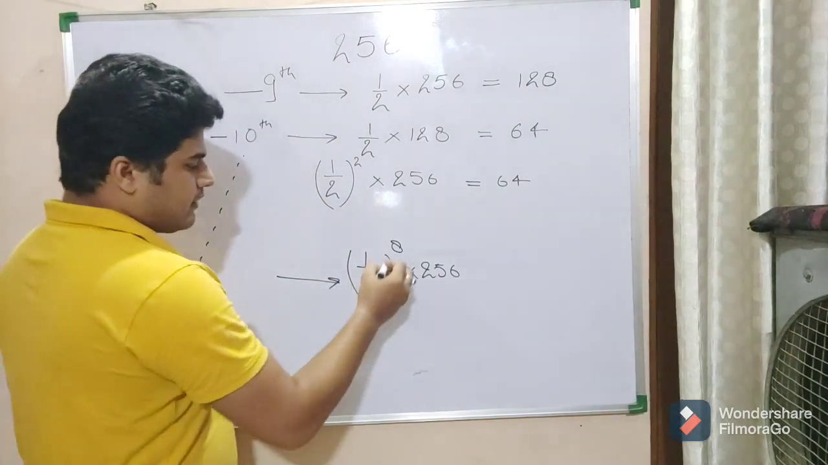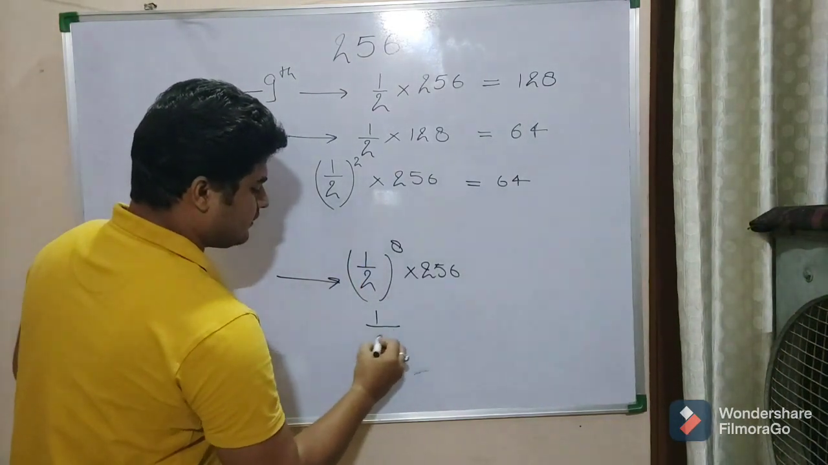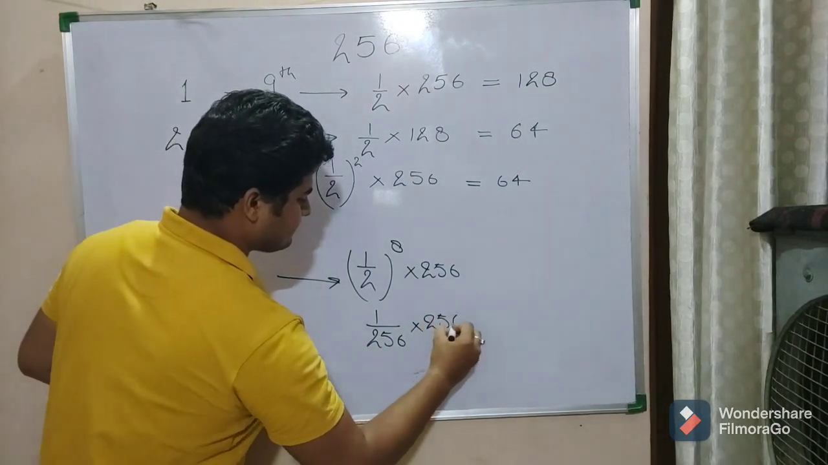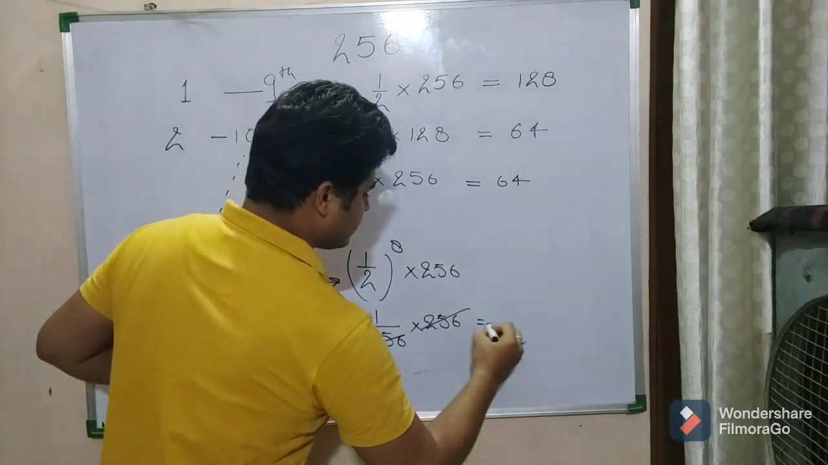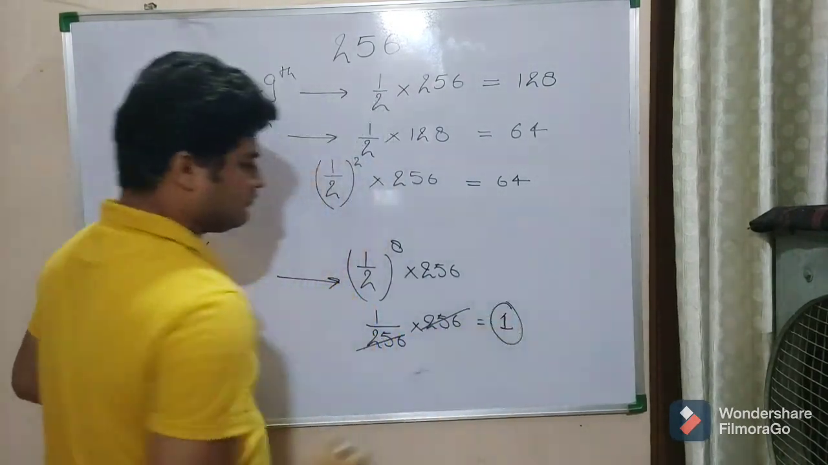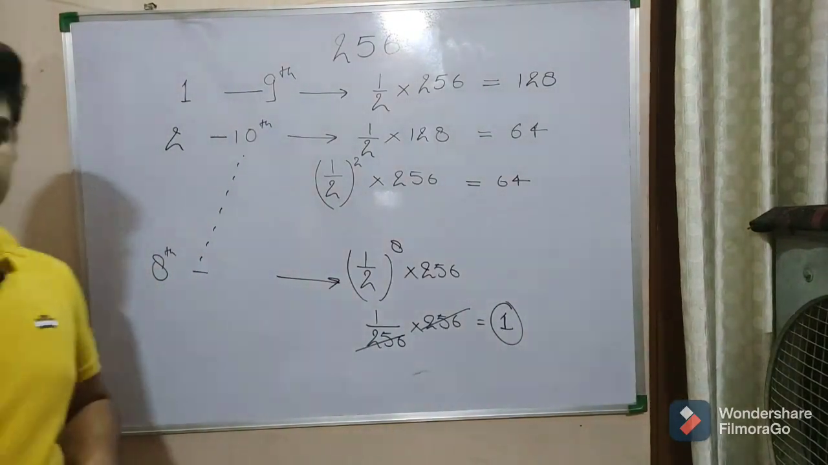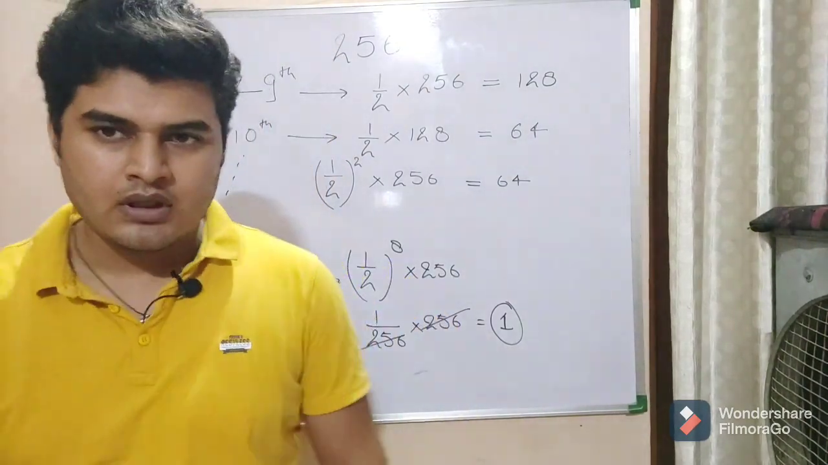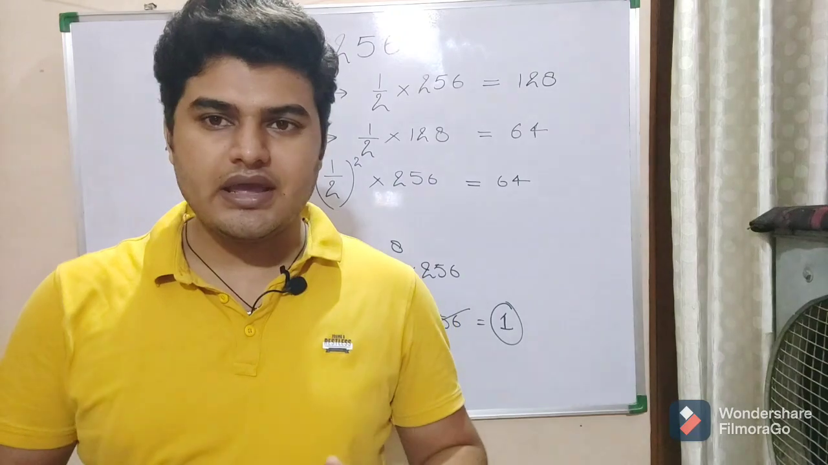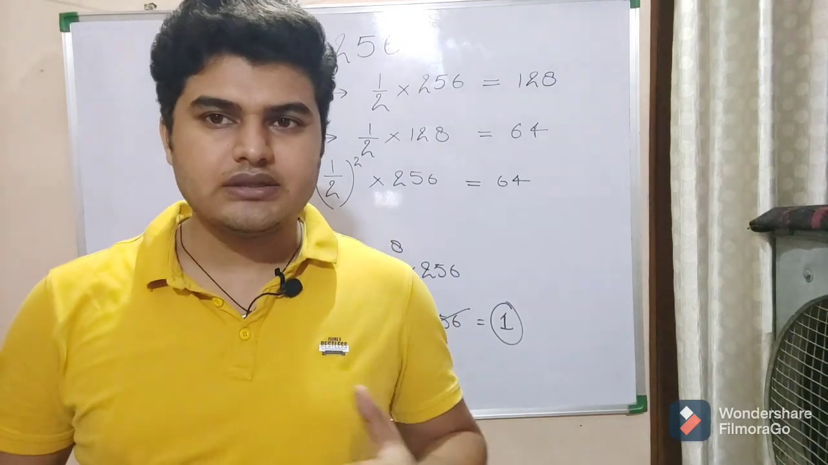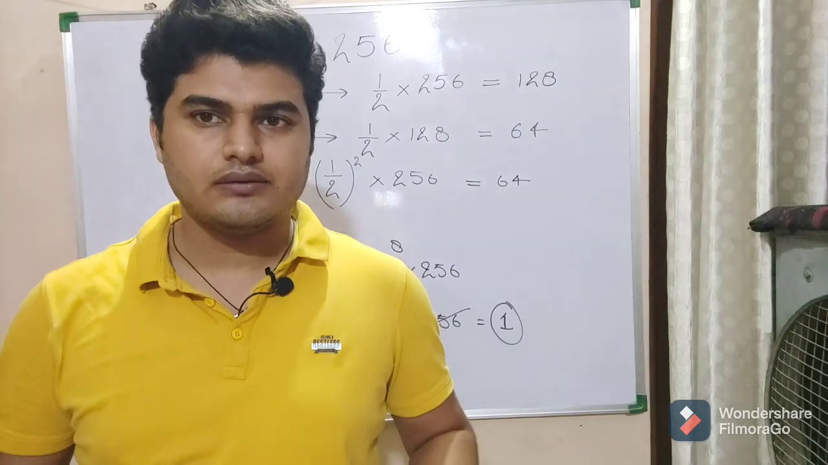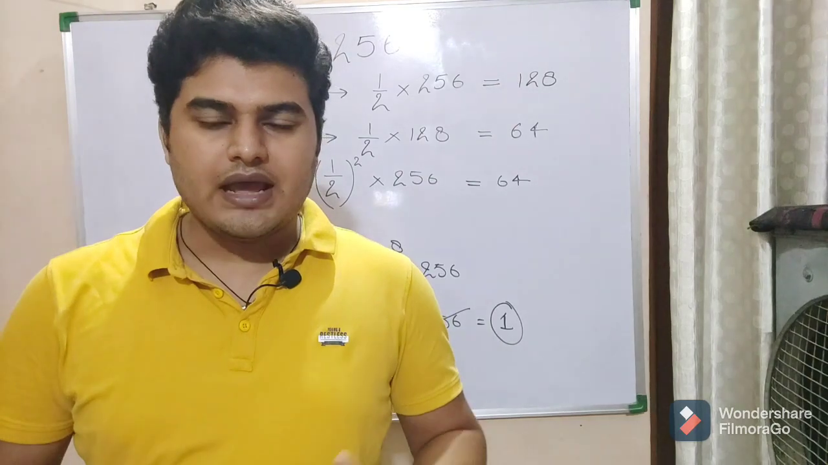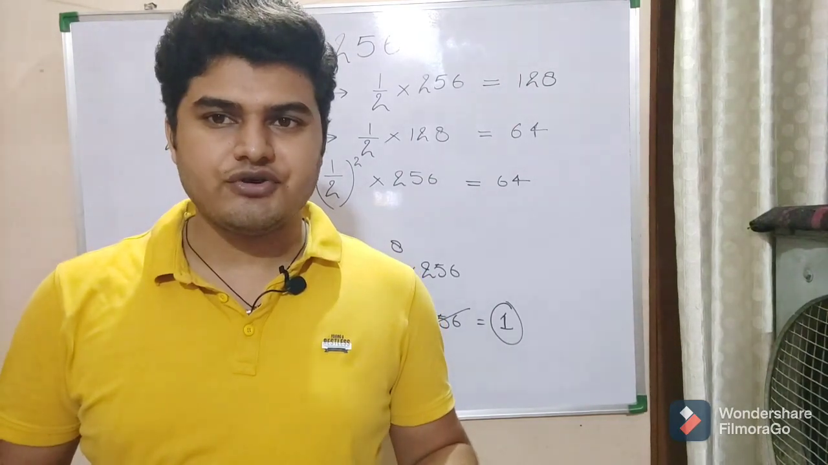So 1 by 2 raised to the power 8, if you solve it, it will give you 1 by 256 into 256, which on cancelling will give you 1. So the infection started from one patient, and per day as it was getting doubled, on the 8th day it reached and infected 256 people, and on the 9th day we were successful in treating the people.